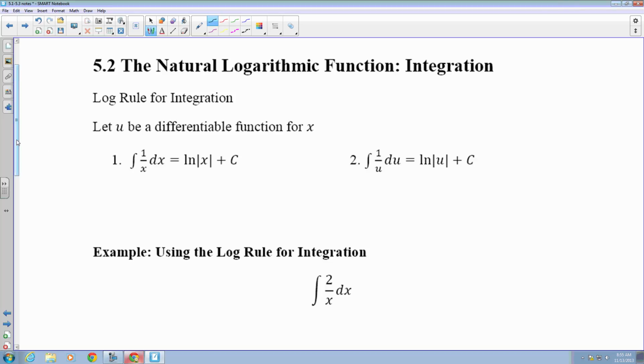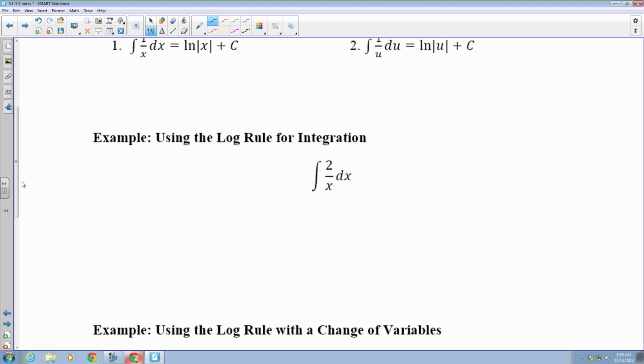So if we're starting with this first one, 2 over x, that's the same thing as 2 times 1 over x dx, which is 2 times natural log absolute value of x plus c.